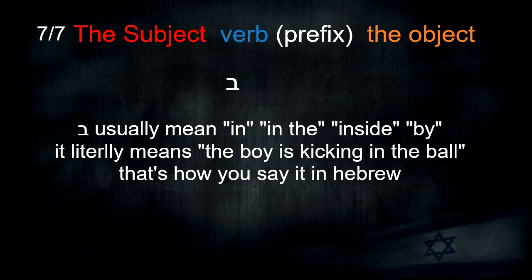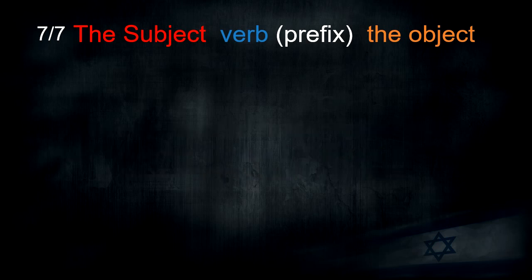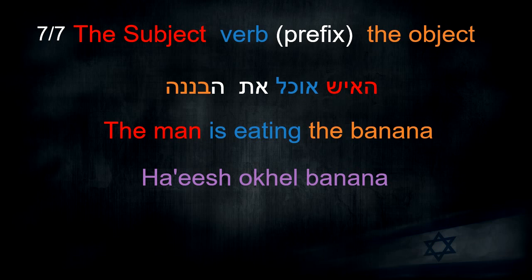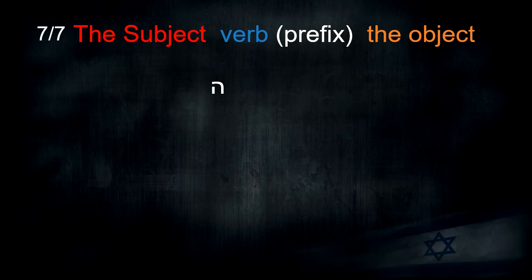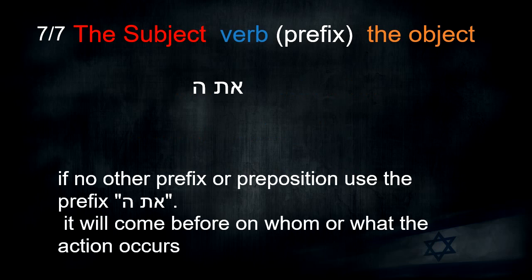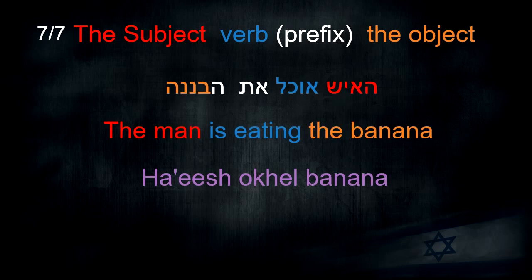The prefix be is used to indicate that the action is taking place on the object. Let's see another example. The man is eating the banana. In Hebrew we'll say האיש אוכל את הבננה. את is a word that we use before an object that we already know, and it answers the question on whom the action is taking place. So the man is eating the banana. Before the banana, in Hebrew we need to say et ha. More on that in later videos.